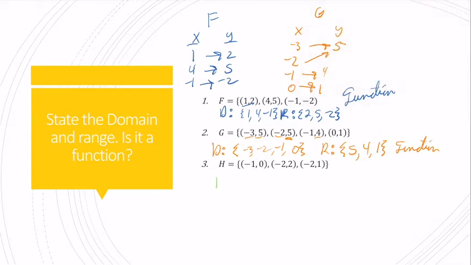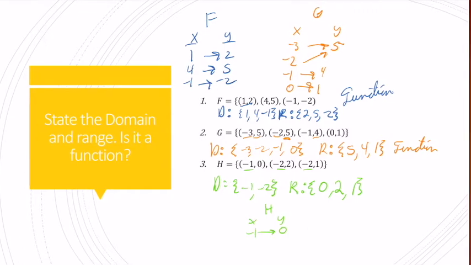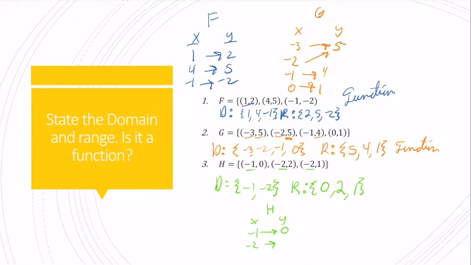Last but not least, I have my domain where x is -1, -2. Oh, I've already got a -2, so that's my domain. And my range is 0, 2, 1. If I draw a little picture of H, I have -1 going to 0, -2 going to 2, and then I have -2 going to 1. If I push -2 on my vending machine, what do I get out? Do I get out a 2 or a 1? We don't know. So this is not a function.